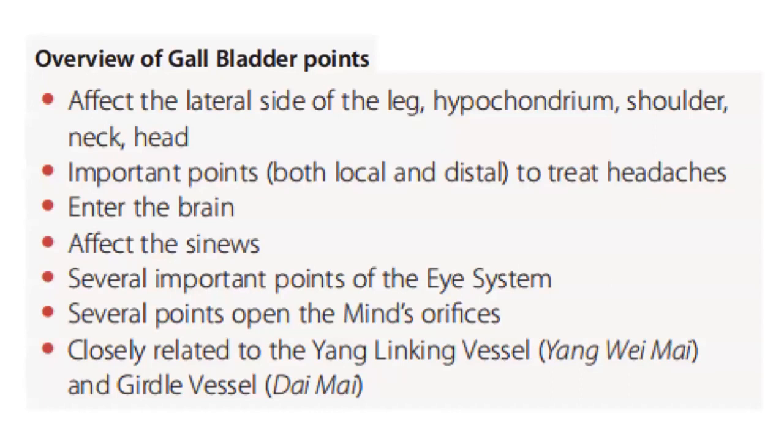For an overview of the gallbladder points and their functions, first, they affect the lateral side of the leg, the hypochondrium, the shoulders, neck, and head. Gallbladder points are important points, both local and distal, to treat headaches. They enter the brain, they affect the sinews. There are several important points on the eye system, and several points open the mind's orifices, and they are closely related to the yang linking vessel and the girdle vessel.